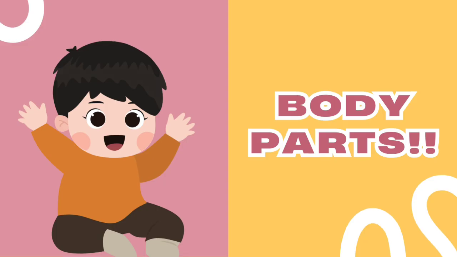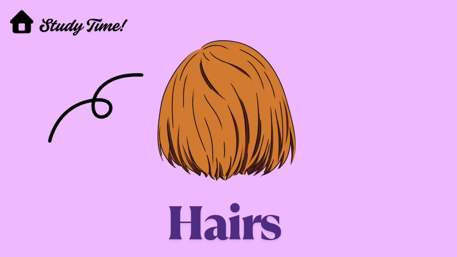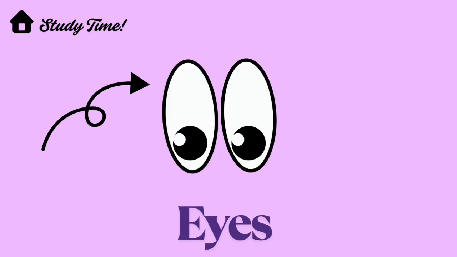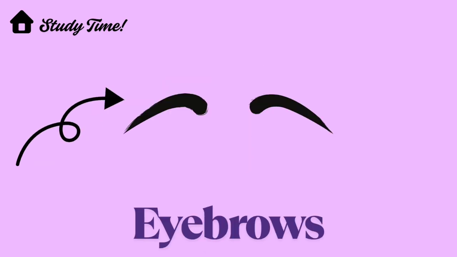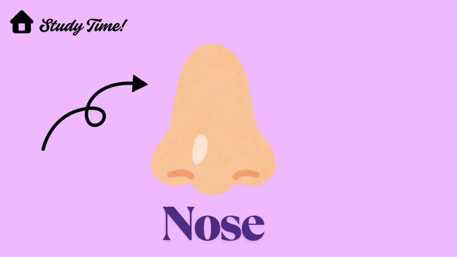So let's start. Head. This is head. Hairs. These are hairs. Eyes. These are eyes. Eyebrows. These are eyebrows. Ear. This is ear. Nose.